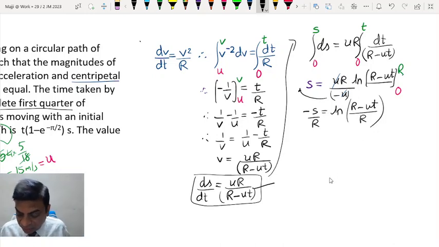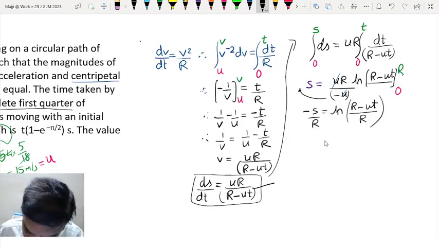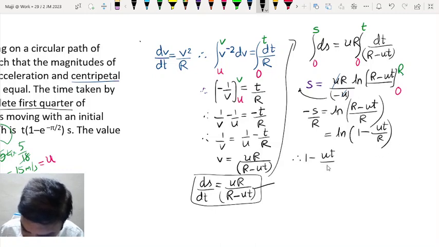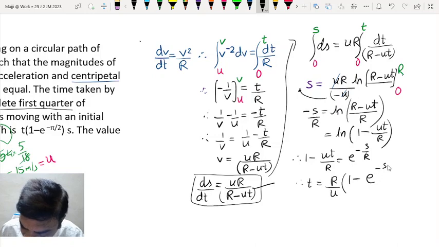Now we can substitute the values here. Before we substitute, we can write like this: 1 minus ut by r. Therefore 1 minus ut by r is equal to e to the power minus s by r, and finally we have t is equal to r by u into 1 minus e to the power minus s by r.